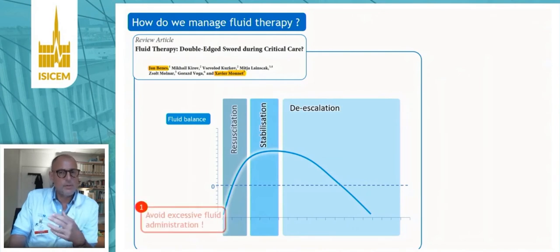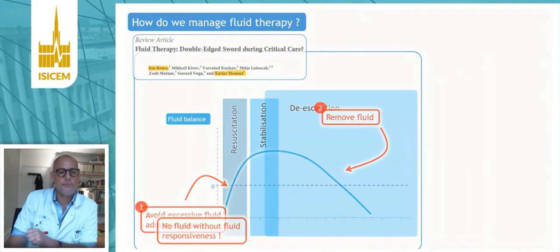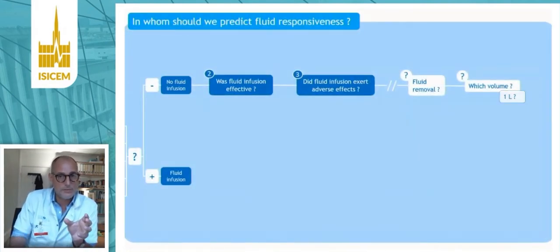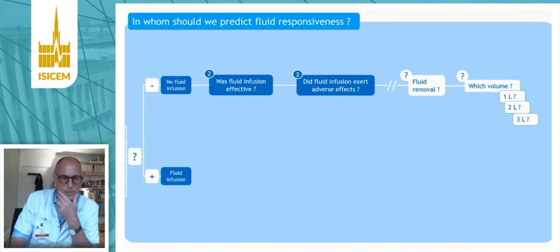This is possible at the resuscitation phase by avoiding excessive fluid administration, which means giving no fluid without preload responsiveness. But the other way to reduce the total amount of fluid in the patient might be to remove fluid, especially at the de-escalation phase, when the patient has been stabilized and improved by the hemodynamic treatment.